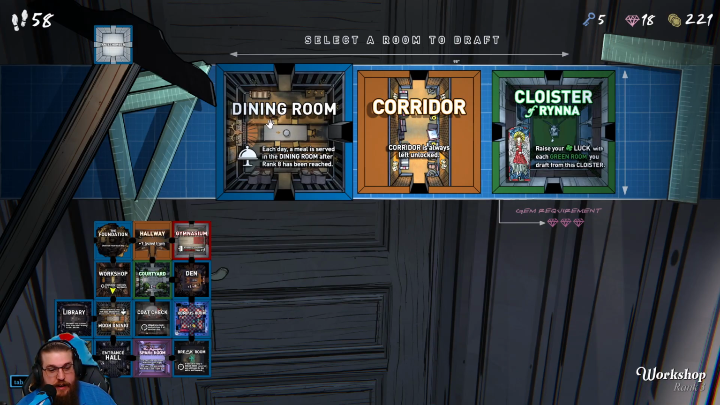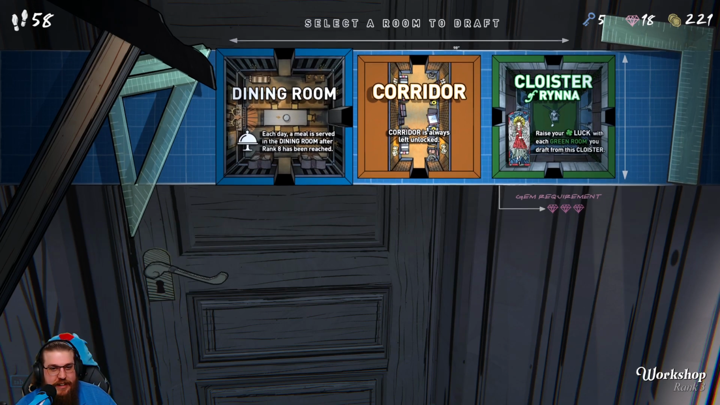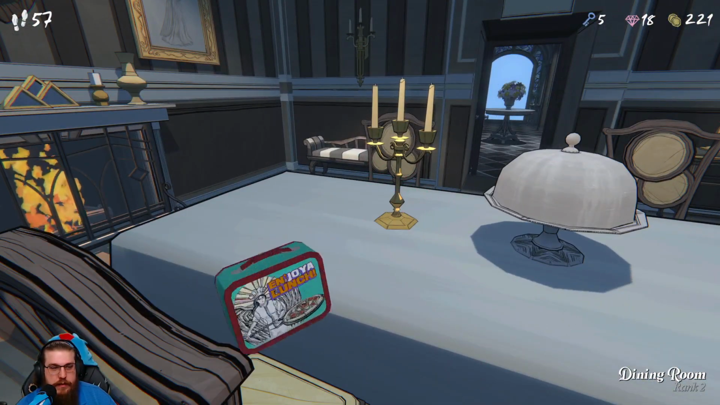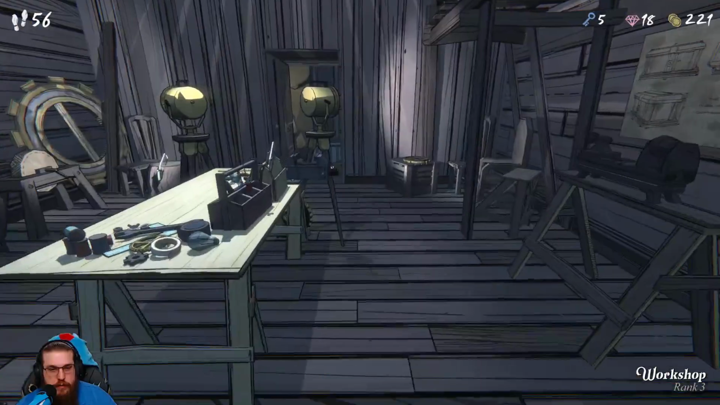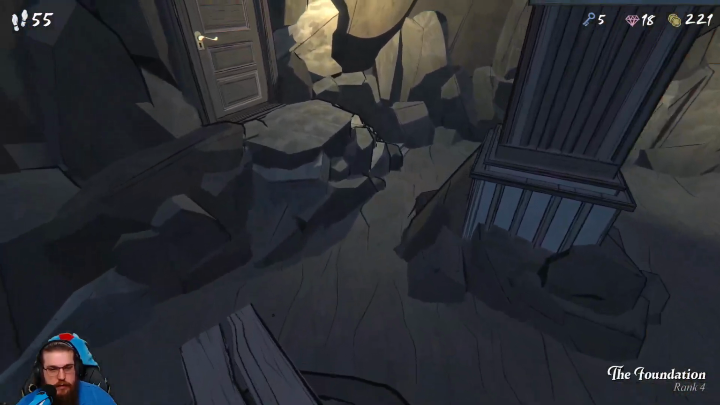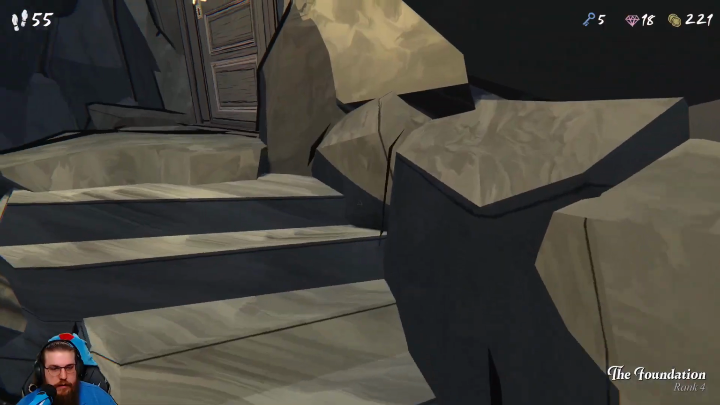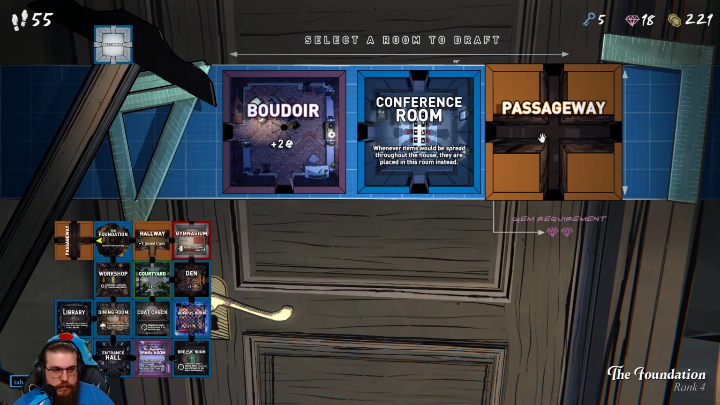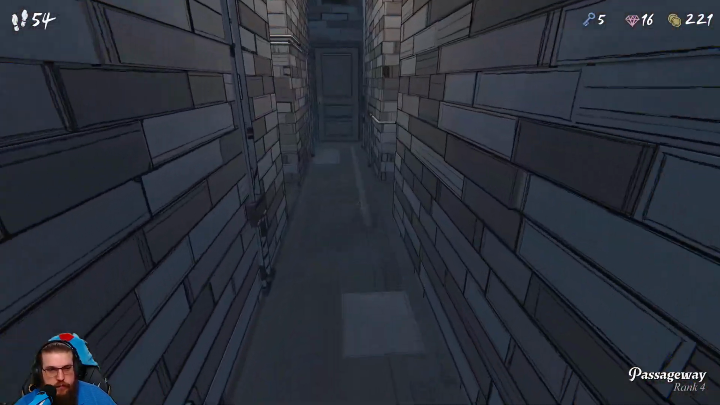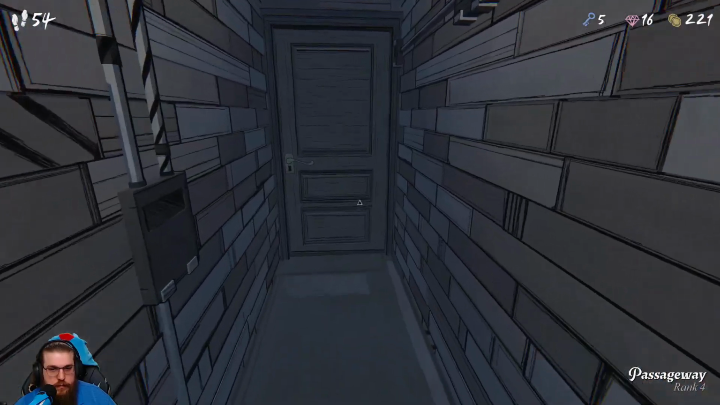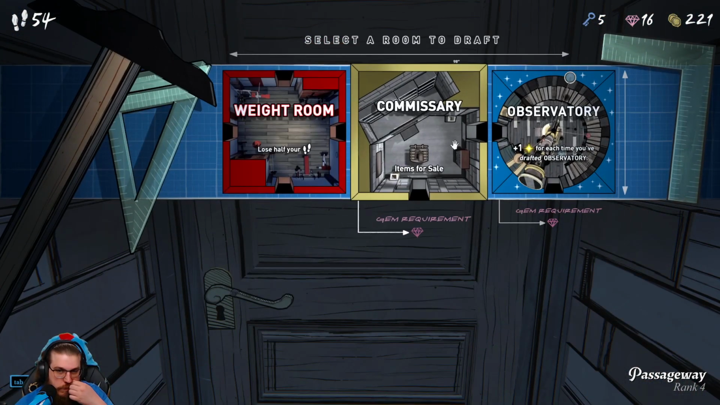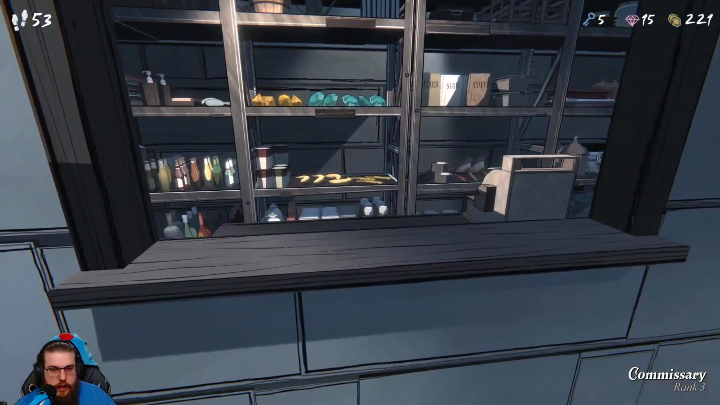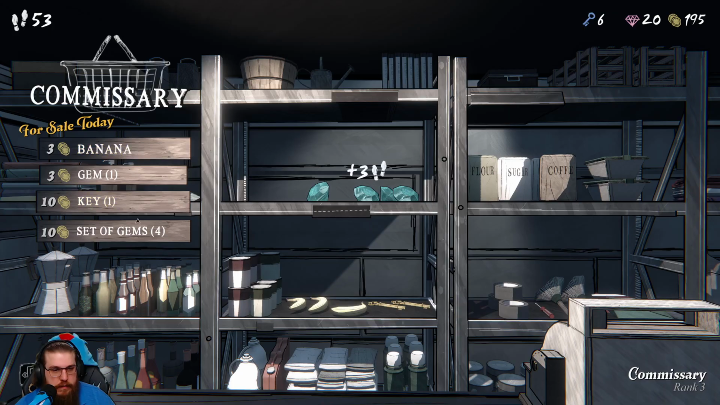Not getting a trading post. Yeah, I know. That's why I want my study. I'm gonna be greedy. I don't give a shit. I'm not afraid of you, game. I brought freezer stuff. You can't touch me. And I have a key card. I have no fears. Passageway me. Commissary me. Look at that. Look at that.